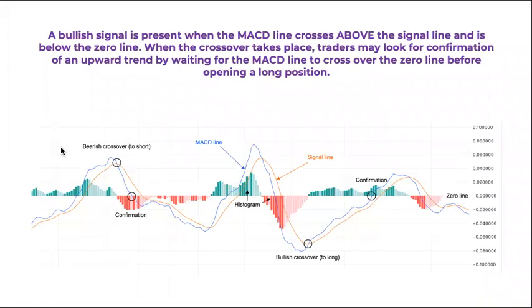So how do you use a MACD line to trade? Very simple. Some traders, when they see a bullish crossover, that means the MACD line is below the zero line and a bullish crossover takes place, they will open a long position here. The conservative ones will wait for a confirmation. When the MACD line crosses the zero line, then they will open a long position here. Or vice versa.